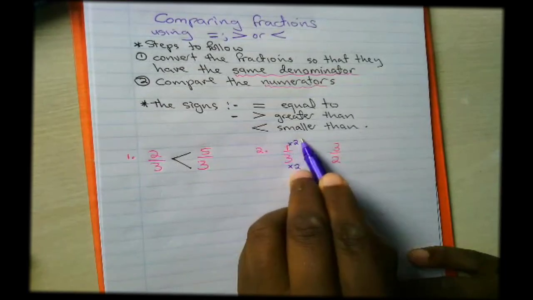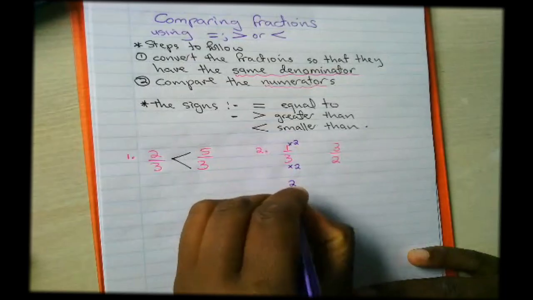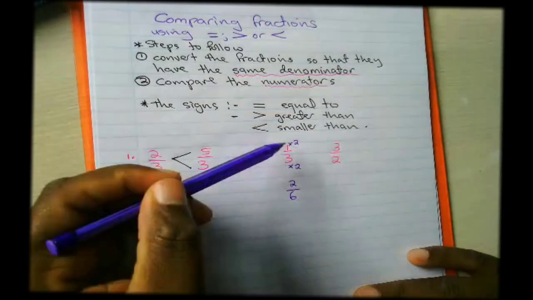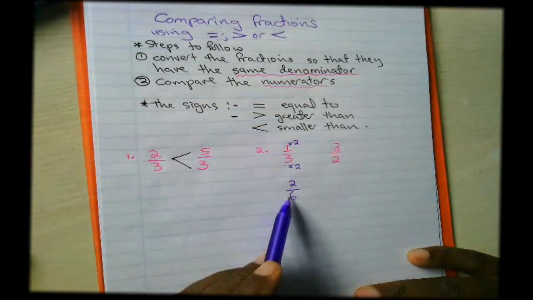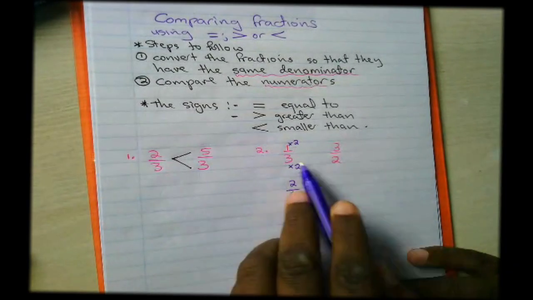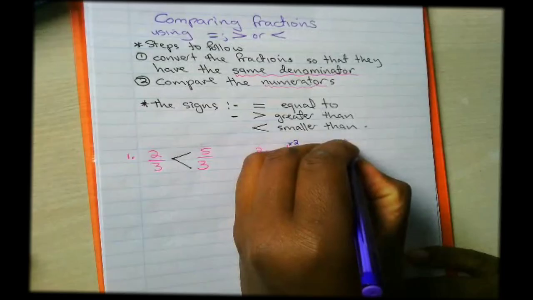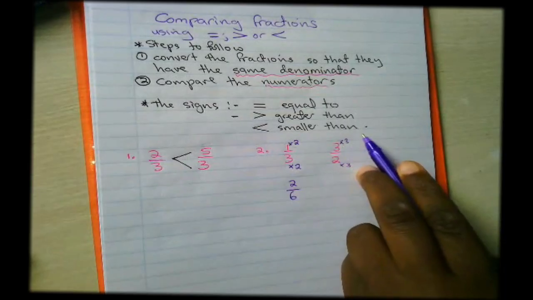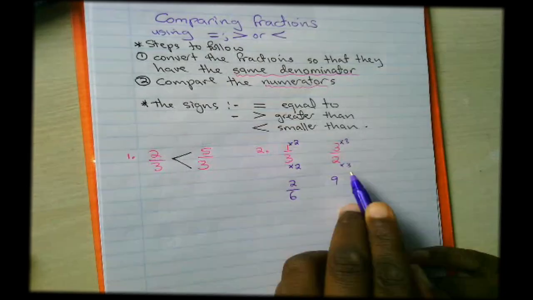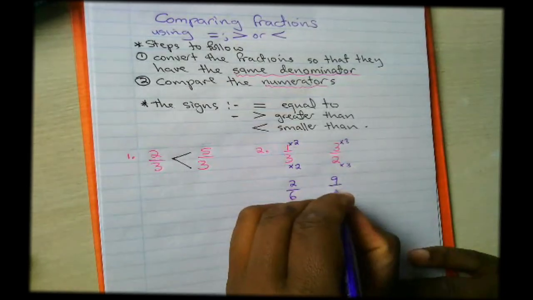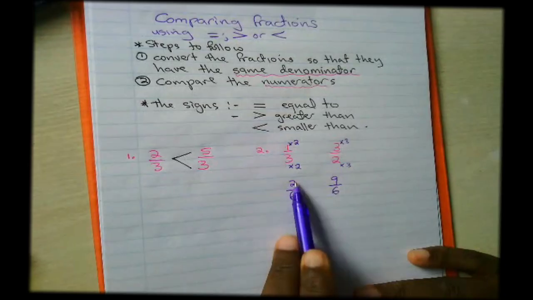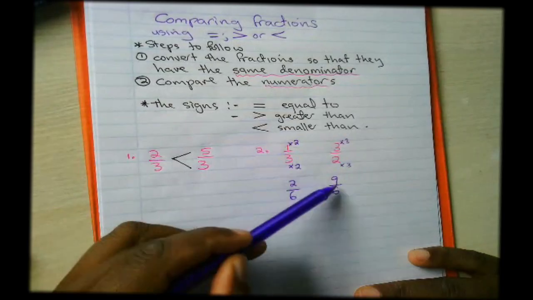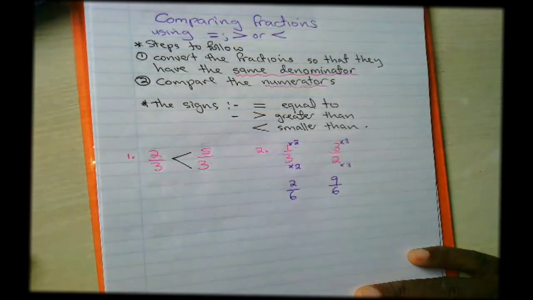Let's multiply. This one we are multiplying by 2, so times 2 and times 2. What fraction do we have? 1 times 2 is 2, and 3 times 2 is 6. So 1 over 3 is equivalent to 2 over 6. And then this one, we are multiplying by 3, top and bottom. 3 times 3, we get 9, and 2 times 3, we get 6. Now we have 2 over 6 and 9 over 6. Remember, this fraction is equivalent to this one, and this fraction is equivalent to that one.